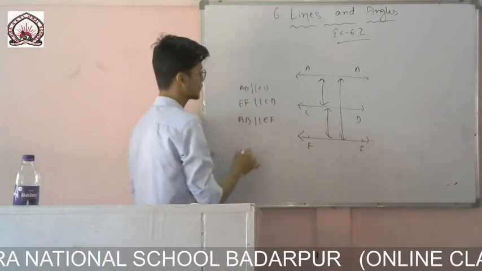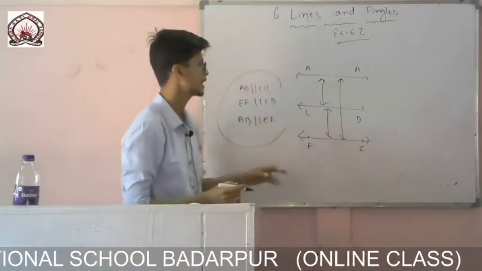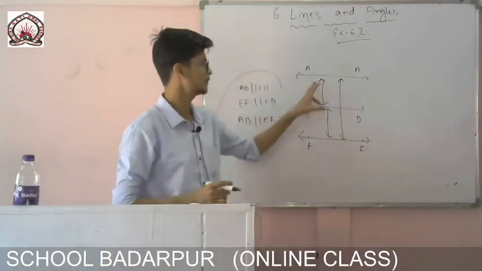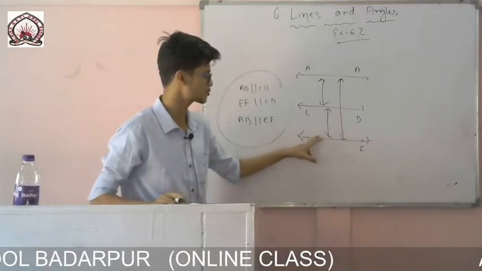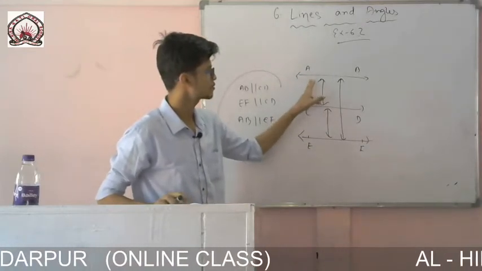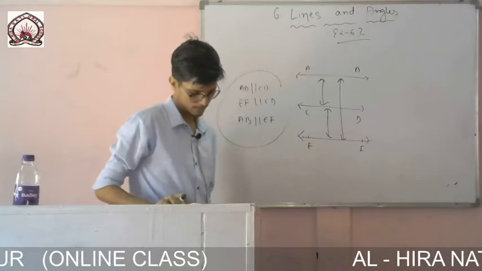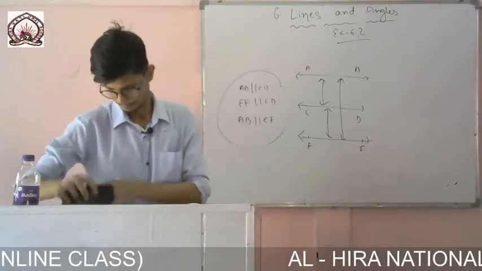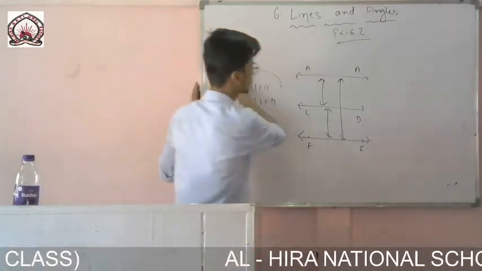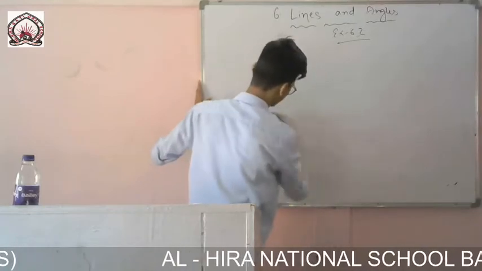Keep this in mind, as we need it here while solving this one. If two lines are parallel to each other and these two are also parallel to each other, then this one will be parallel to that one. Now you see example question number 2.